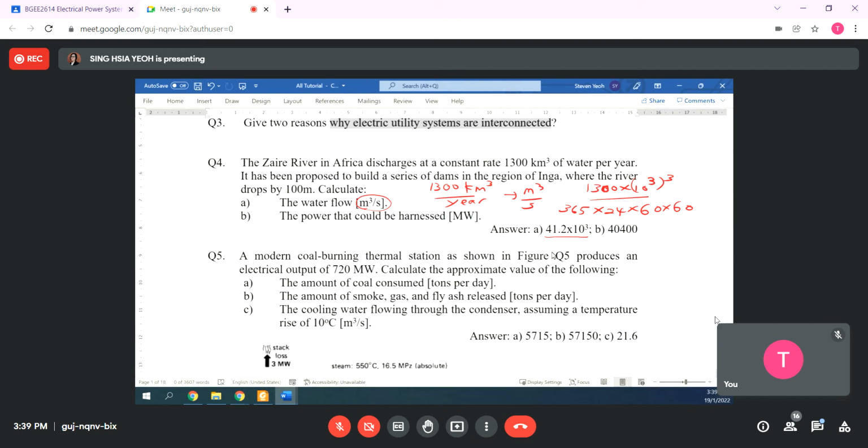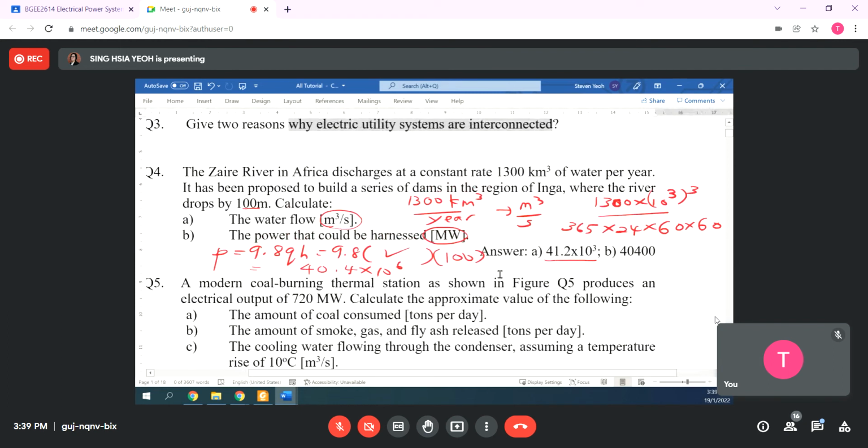The power to be harnessed in megawatts, so you use the power formula, P equals 9.8 QH. So 9.8 Q will be this value, 41.2 times 10 to the power 3. Then H will be 100 meter. So when you calculate it, you straight away get from calculator, I think 40.4 times 10 to the power of 6. This is the value from calculator. Can see, this one 10 to the power 9 should be correct.